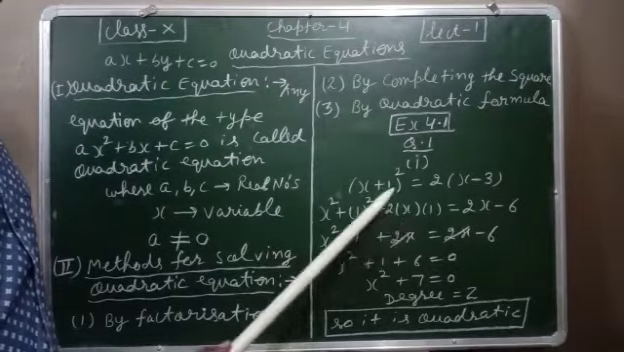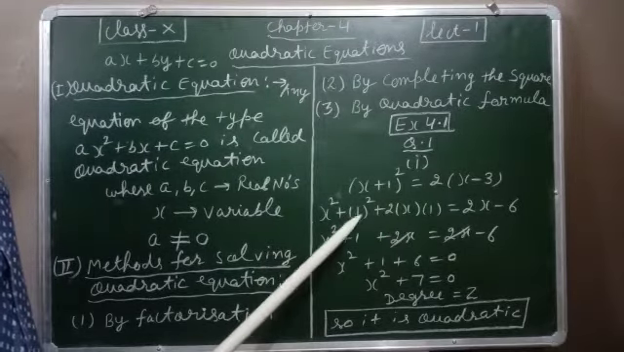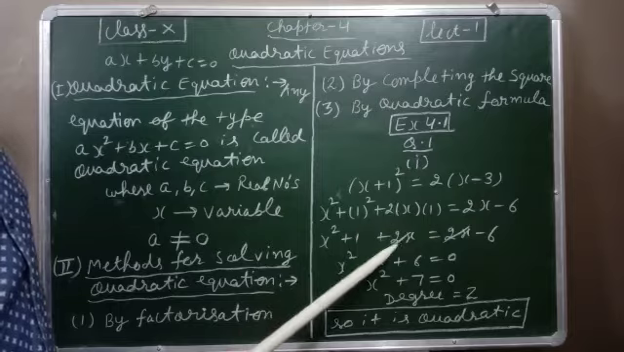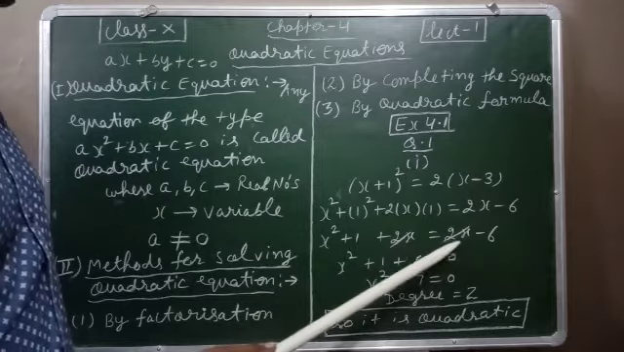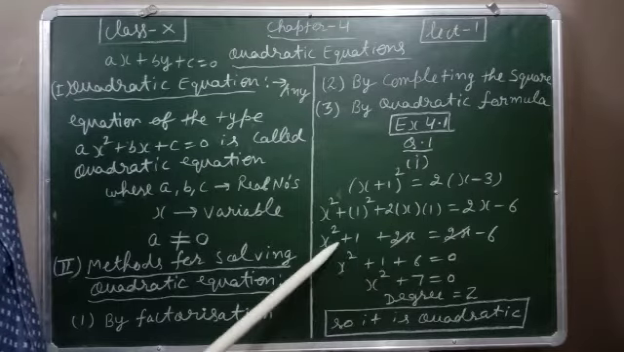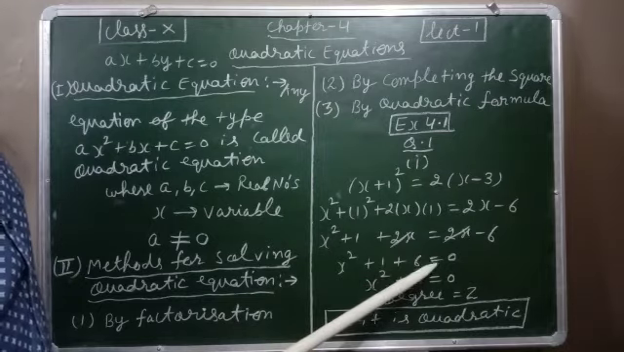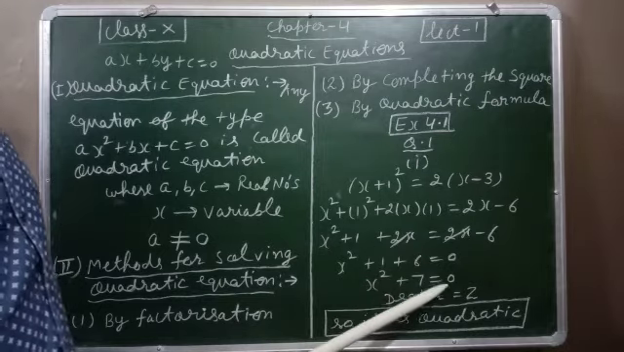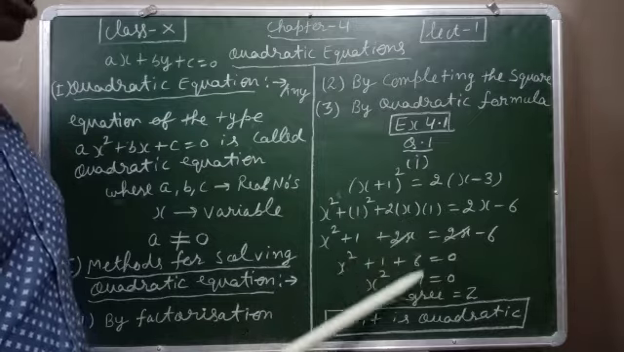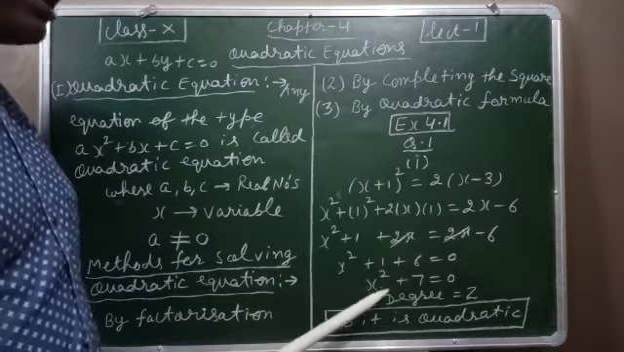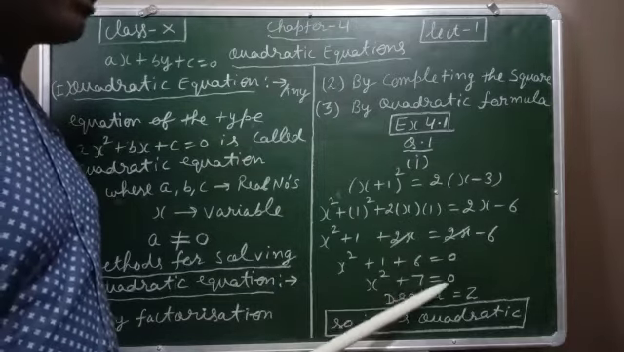So 2 into x into 1. x square as it is, 1 square is 1. This will become 2x, 2x minus 6. Now 2x will cancel. So x square plus 1, this minus 6 will become plus 6 on this side, equal to 0. x square plus 7 equal to 0. So after solving this equation, at last I get x square plus 7 equal to 0.